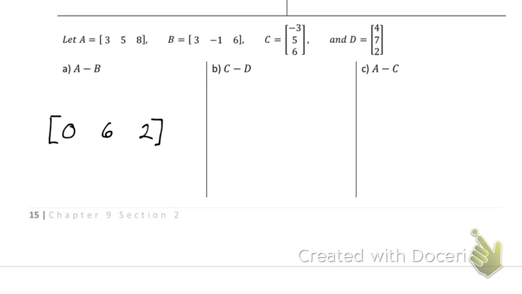All right, C minus D, am I allowed to do that? Yes. Yes, Luke, you said yes. What did you come up with for this one? Negative 7, negative 2, 4. So you're saying negative 3 minus 4 is negative 7. 5 minus 7 is negative 2. And 6 minus 2 is 4. I agree. That is correct.